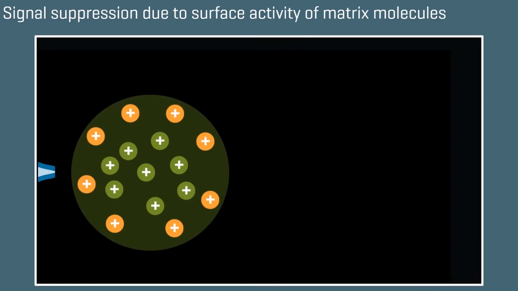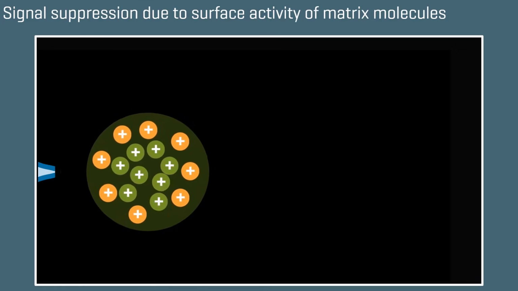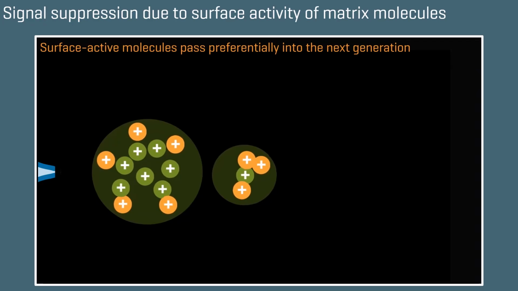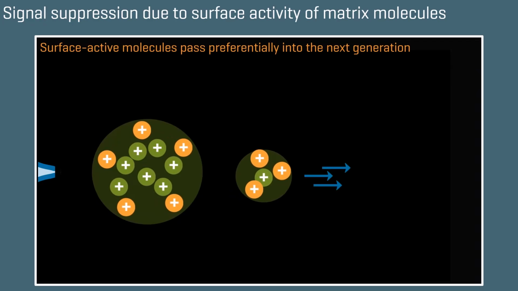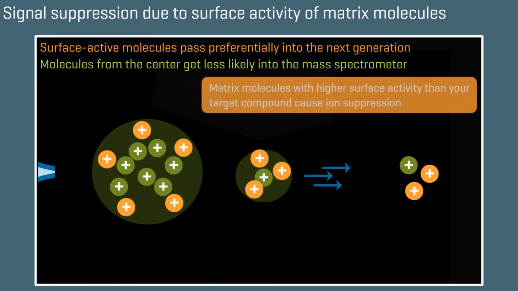A closer examination of the Coulomb explosions reveals that those molecular ions preferentially pass into the next generation of smaller droplets, which are located on the surface of the initial droplets. Consequently, a smaller proportion of ions, initially found in the center of the droplets, reach the mass spectrometer. If your matrix contains molecules with higher surface activity, these ions can suppress the signal of your target compound.